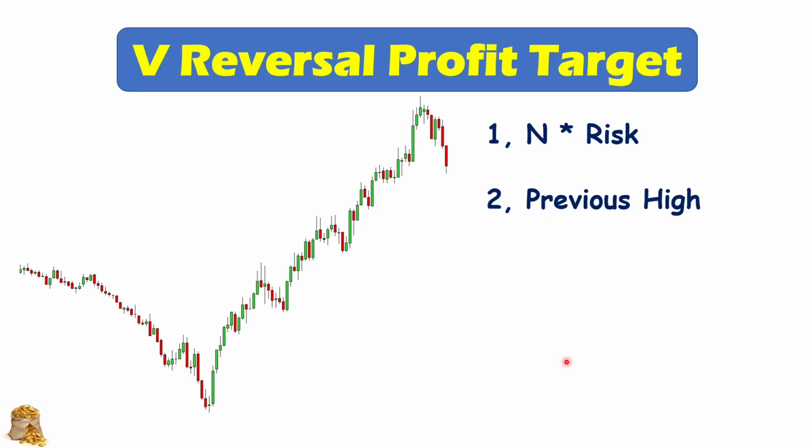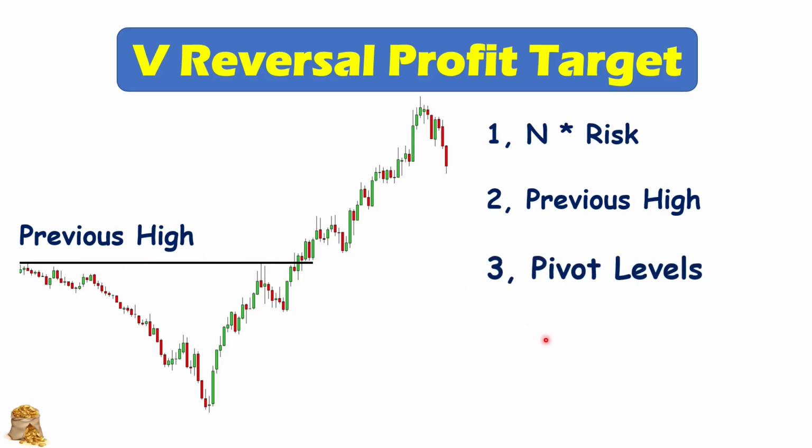The second option is to use the previous high. This previous high can be the previous day's high or the previous high in today's chart. For example, here, this high is the previous high in the same day. We can use this as a profit target. Number 3, we can also use the pivot level. So for example, here we have the R1, so we can use this as the profit target as well.